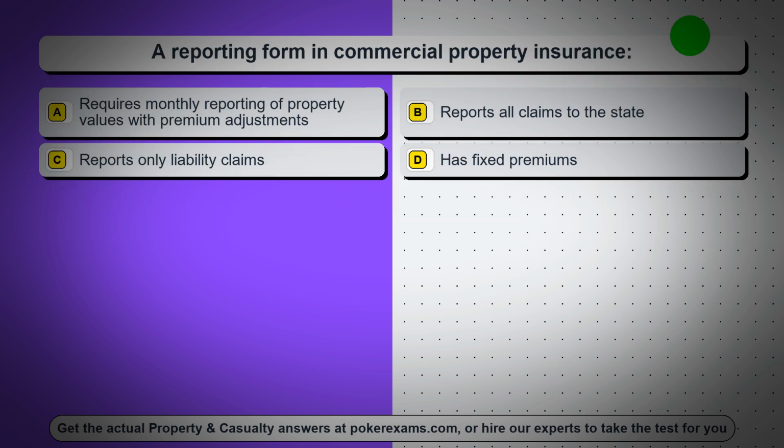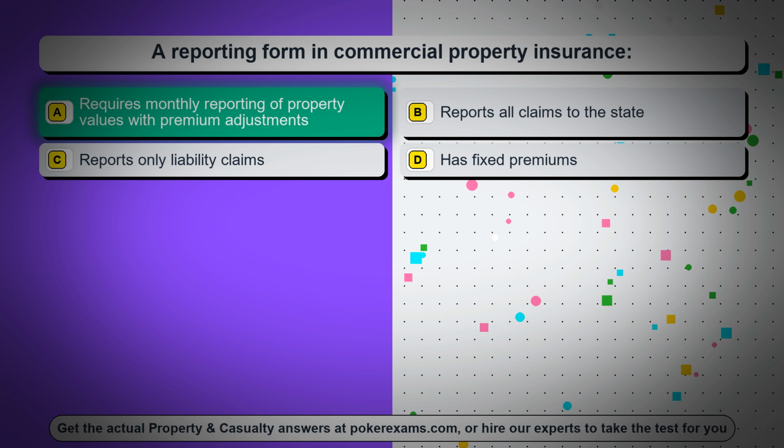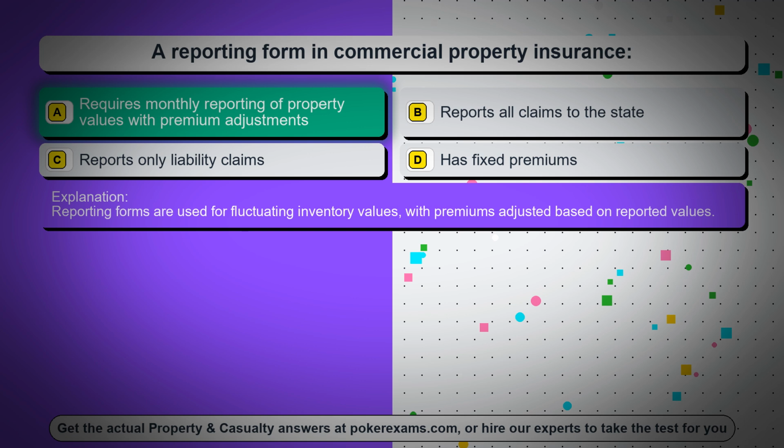Question 76. A reporting form in commercial property insurance. Option A requires monthly reporting of property values with premium adjustments. Option B reports all claims to the state. Option C reports only liability claims. Option D has fixed premiums. The correct answer is option A, requires monthly reporting of property values with premium adjustments. Reporting forms are used for fluctuating inventory values, with premiums adjusted based on reported values.